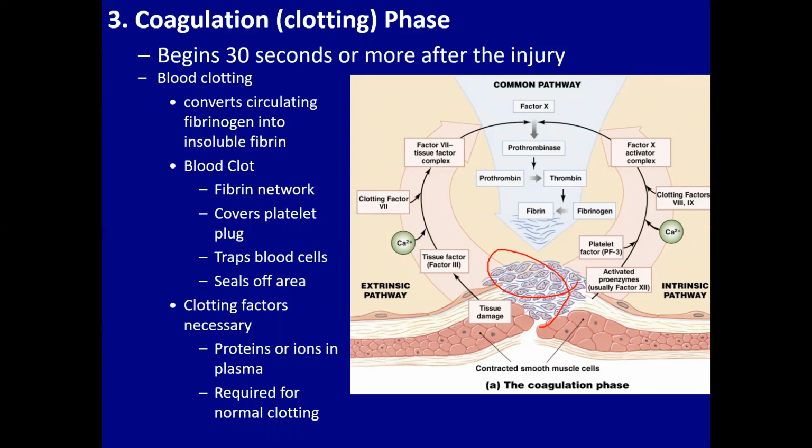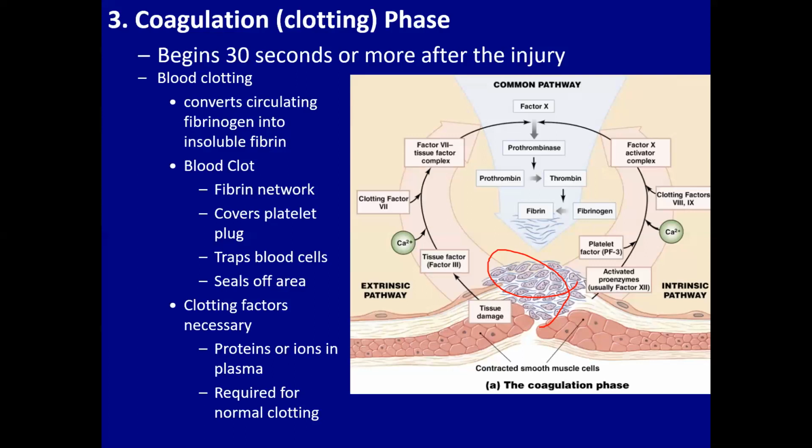So within your blood, one of the things that you have is fibrinogen. Remember, we talked about albumin, we talked about globulins, and we talked about fibrinogen. Fibrinogen is going to be converted into fibrin. So if you look at the bottom of the blue arrow, you see fibrin. But the process of converting fibrinogen into fibrin takes a few steps.